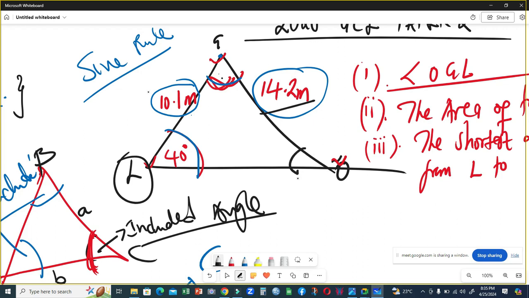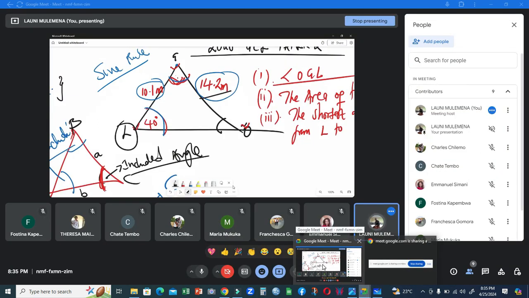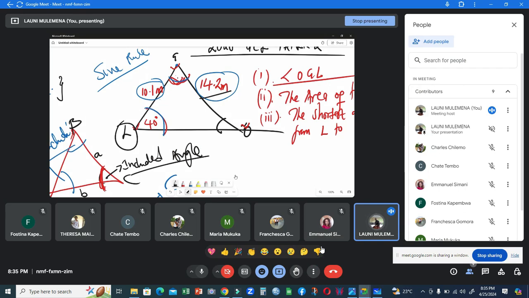Before we go ahead to find out question 1, which is the angle, let me just find out if there's someone who is lost or who is behind, please. Any question for me?